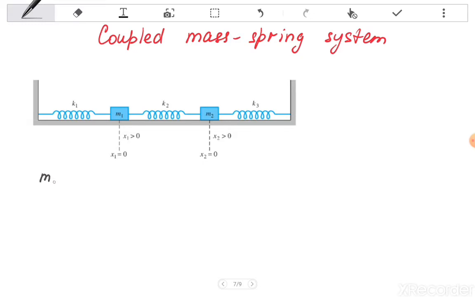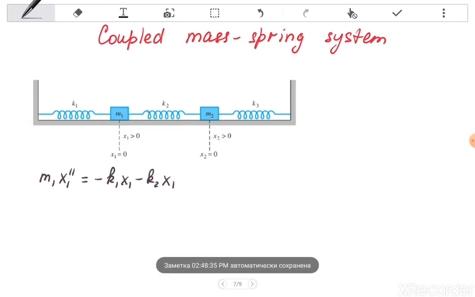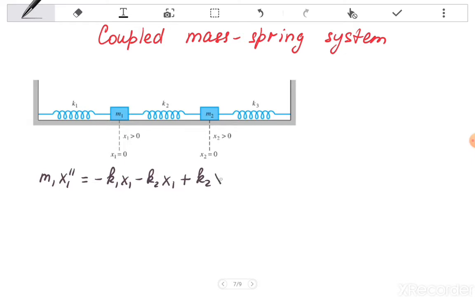So let's write the equations for each body in this system using Newton's law. By Newton's law we know that m1 times acceleration, and acceleration is the second derivative of displacement of the body, is equal to the sum of all forces which act on this body. And by Hooke's law we know that a spring connected to the body will give us the force K1 times the displacement, and it's negative, minus K1 x1, and the second spring will give us minus K2 x1. But m1 is also connected with m2, so m2 will also have a force which acts on m1. K2 contains the force minus K2 x2, and it's a negative force for m2 but it's positive for m1, so we will get plus K2 x2.